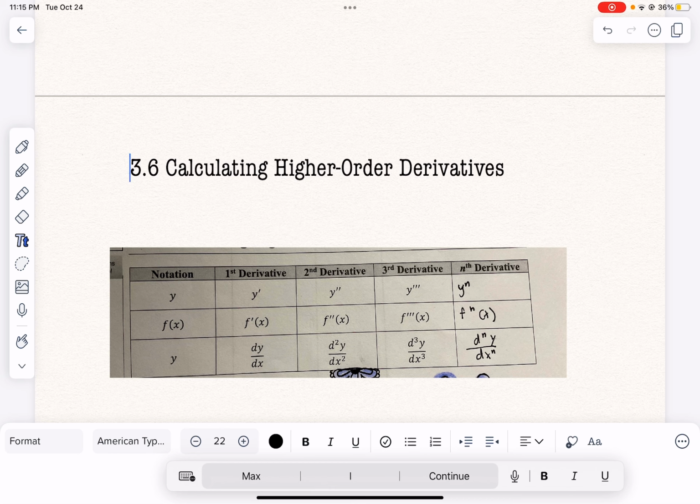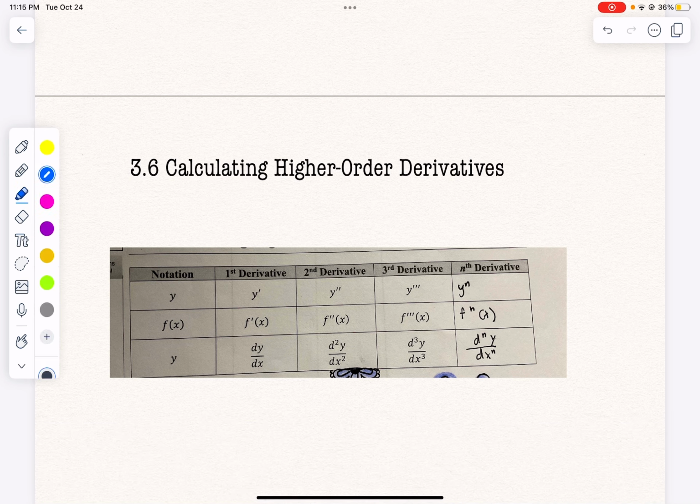So we have different notations here, as you can see in this lovely little chart. With y, we have y prime, y double prime, y triple prime, and then you just have y to the n. You would put any number here that you're trying to find the derivative of, because personally I don't want to see 5 different apostrophes back to back. Same thing for f of x, and then you would put the actual number value there.